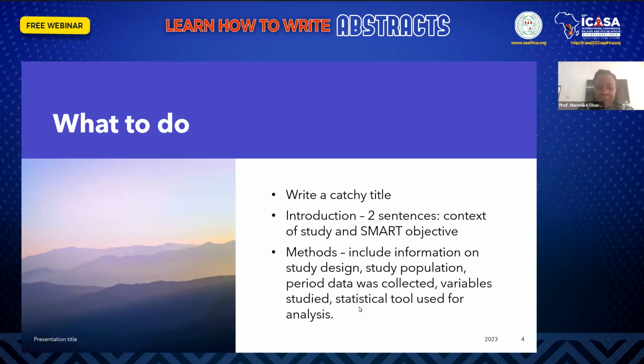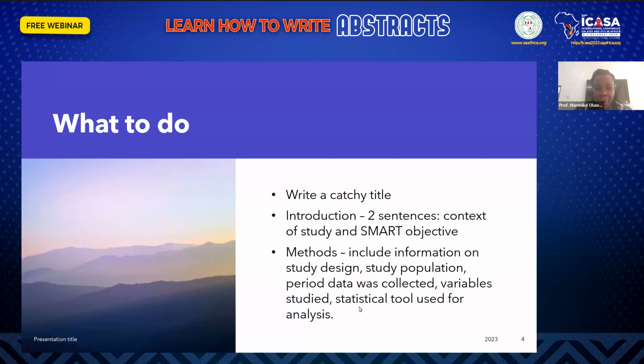In a main manuscript, there are rules and regulations guiding how you write it. It's not catchy titles, there must be things there. But for a conference abstract, catchy titles do have their place. The next thing you will see after the title is the background or introduction.